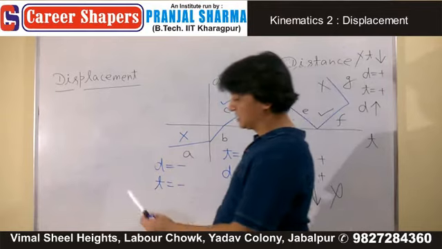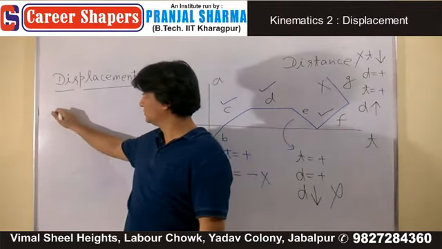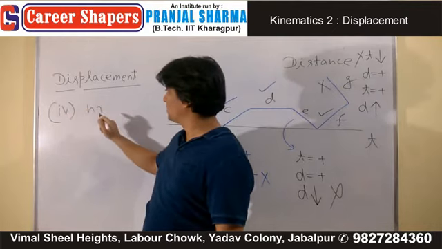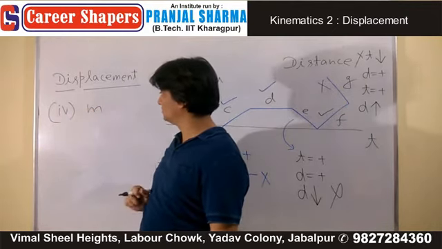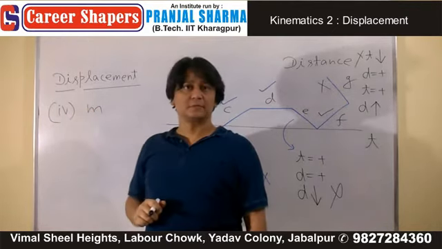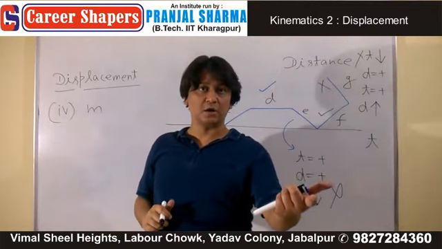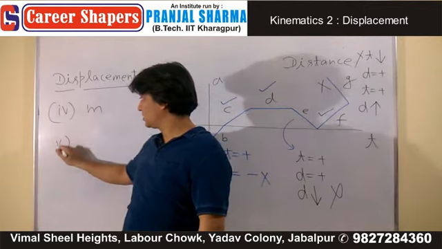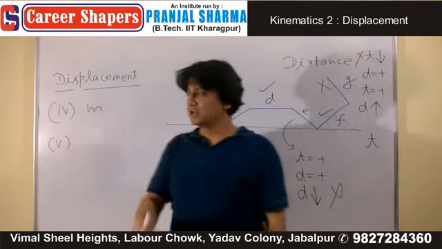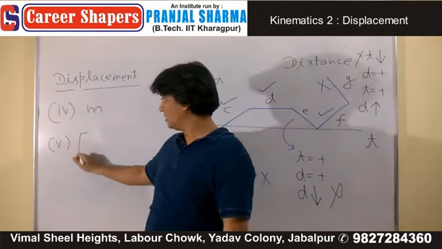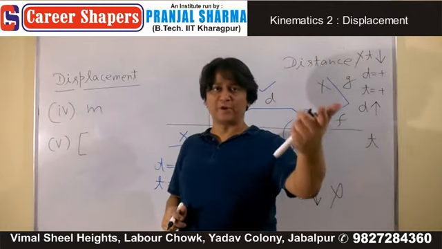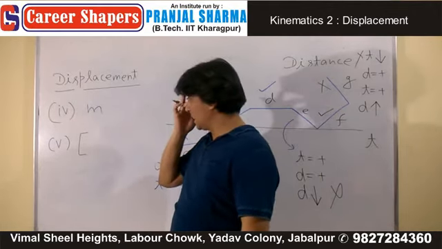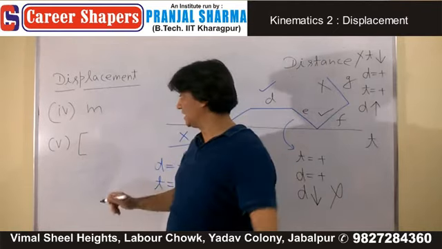Unit of displacement is meters, because it is basically what? Shortest distance. And the last point, dimensional formula. Again, I briefed you regarding dimensional formula a little bit in the last class, and in detail we'll see it later on.